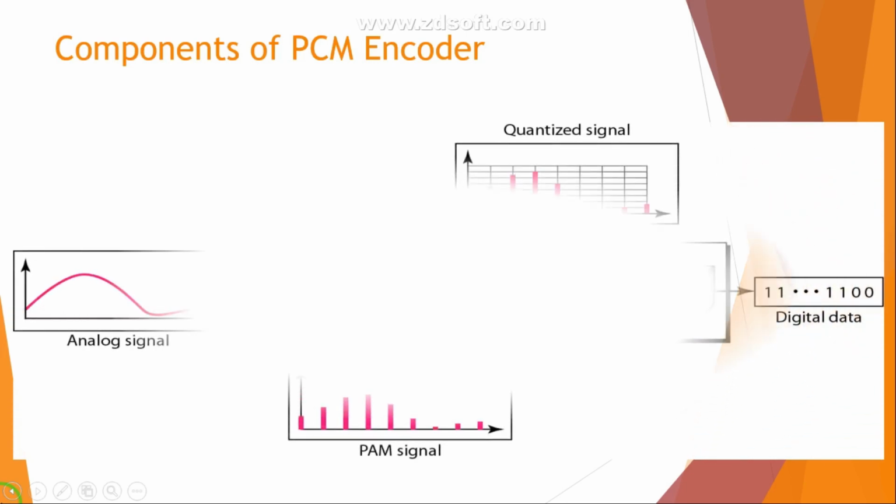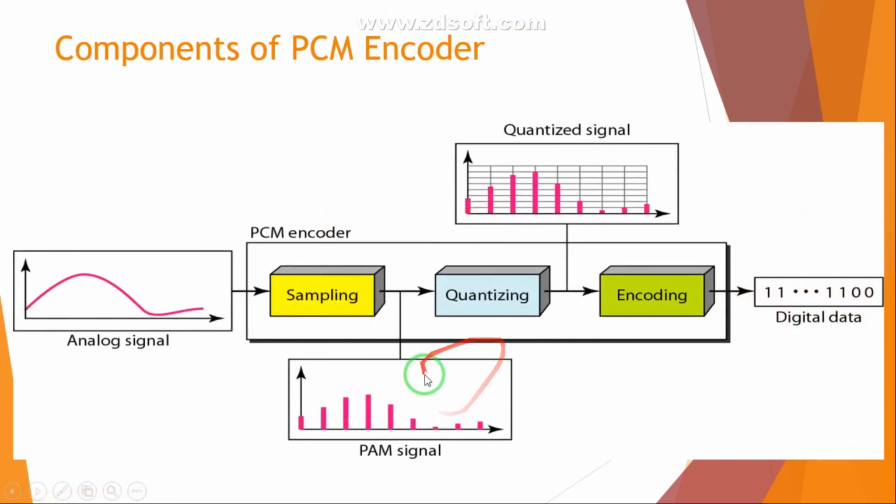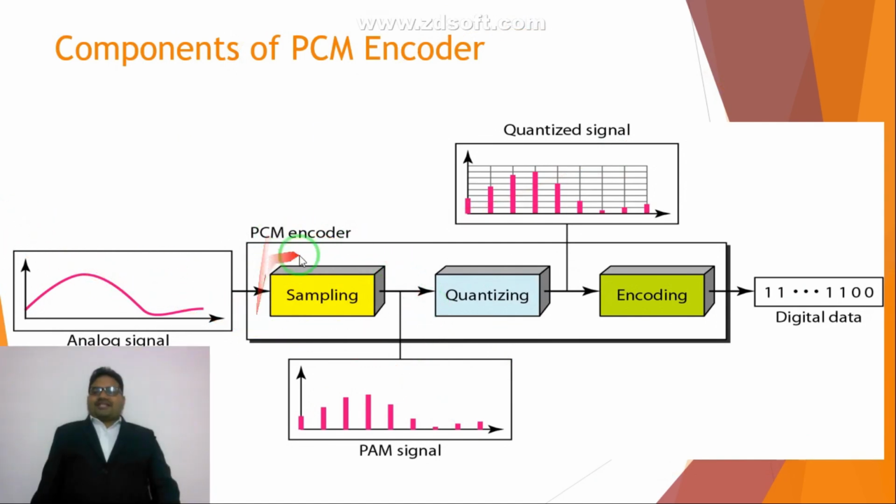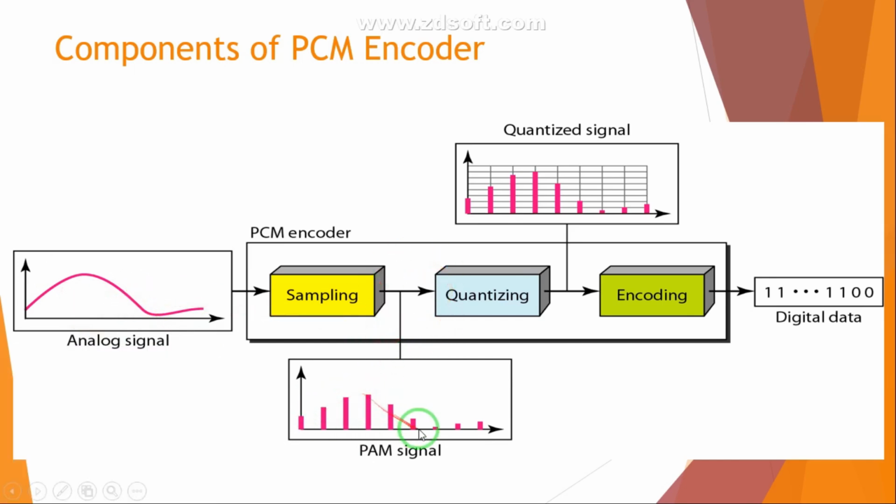So what are the components of your PCM encoder? You can see there is an analog signal. This is your PCM encoder. Basically it consists of sampling, quantizing and encoding. These 3 blocks are very, very important. Now the analog signal is given to sampling. Sampling is going to take a sample at a discrete instant. So at a particular instant, it is going to take a sample of this analog signal. The output of the sampler is your PAM, that is a pulse amplitude modulated signal.